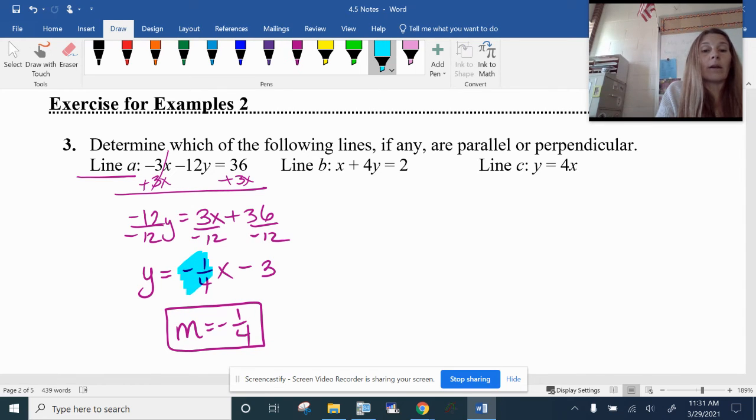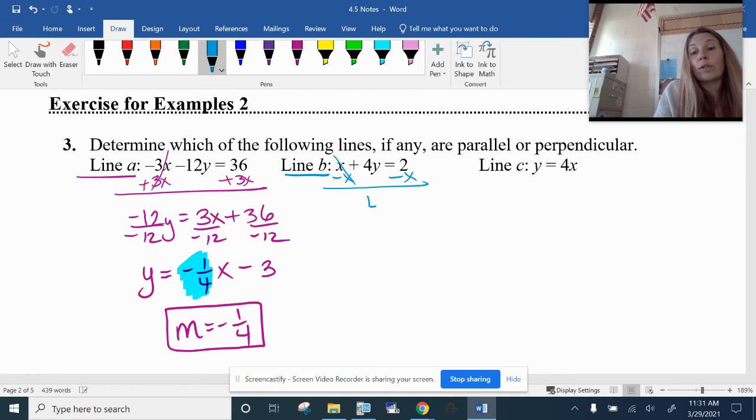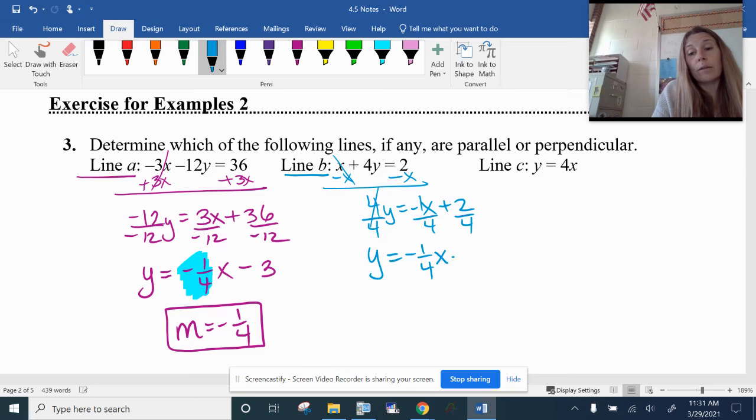And I see that right in front there. Okay, so now I'm going to go to line B. Again, I need to get the y by itself. So 4y equals negative x plus 2, and then I'm dividing everything by 4. Now remember, when there's no number there, it's really a 1, so this is negative 1/4 x plus 1/2. And again, my slope is that number in front of the x, so that's negative 1/4 right here.